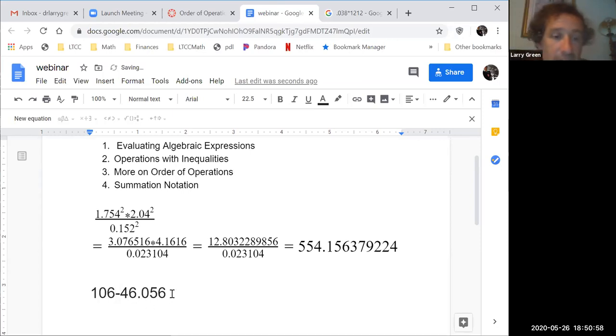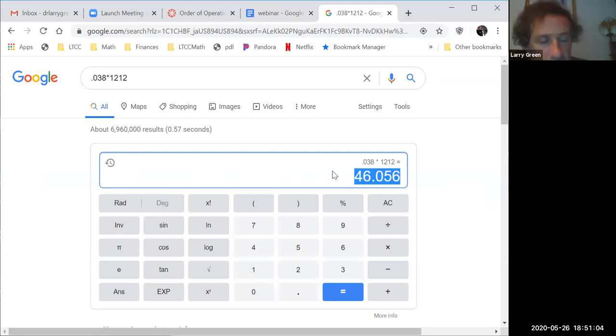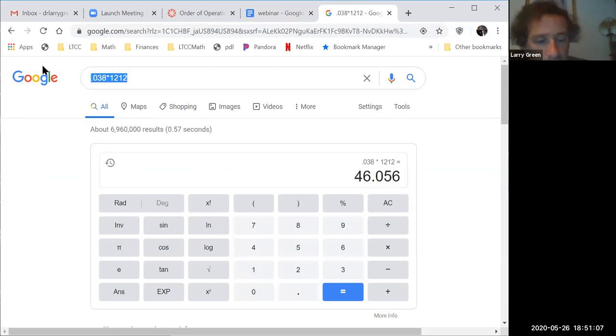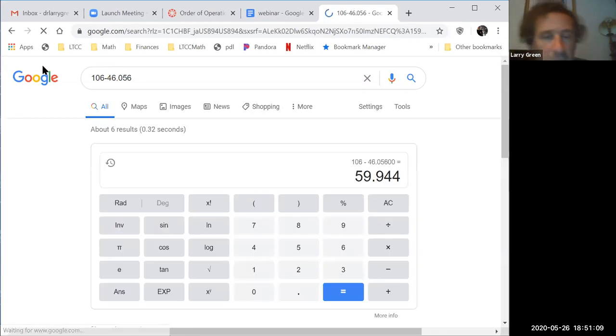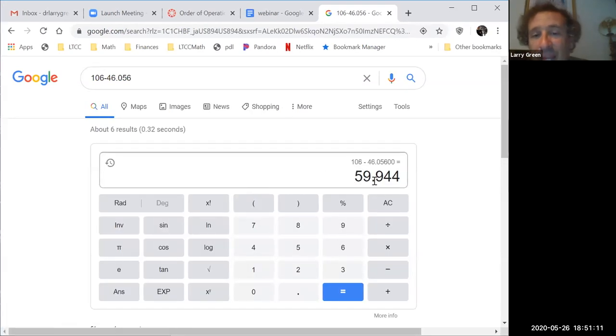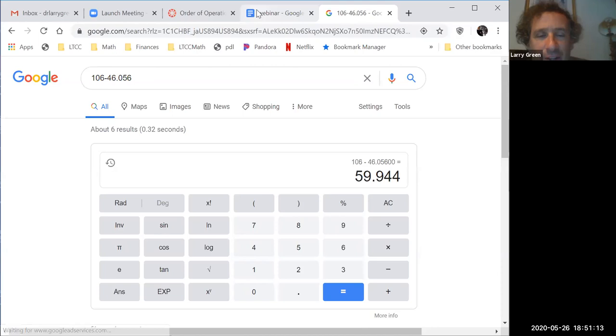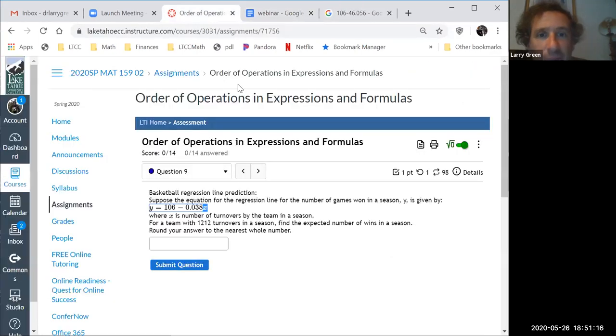So now we do the subtraction. And let's go and do it. And you get 59.944. And they told us to round your answer to the nearest whole number. Okay? Because we're trying to find the, let's see, y is the number of games won by season, so you probably want a whole number.